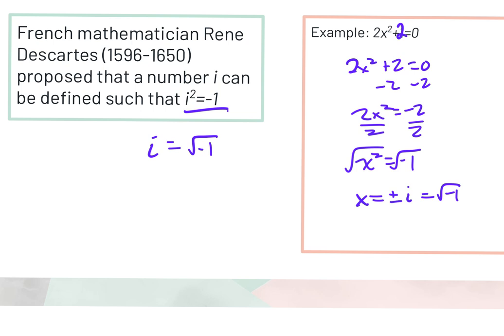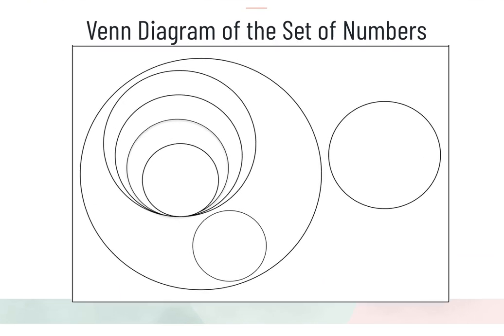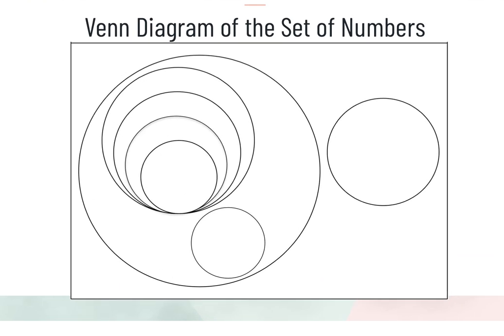So now where does this fit in the grand scheme of things? If I've got the set of all numbers, all right, in the Venn diagram below, here's kind of what it looks like, all right? In the smallest circle here, you're going to put natural numbers. Okay, that's like 1, 2, 3. Then slightly above that, you're going to have whole numbers, which is all of the natural numbers plus 0.